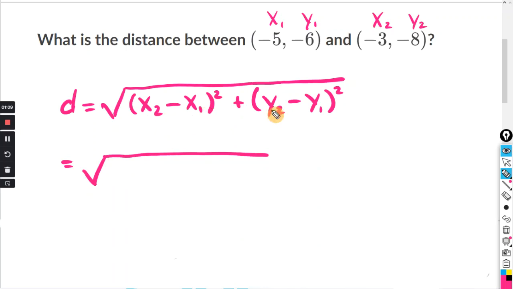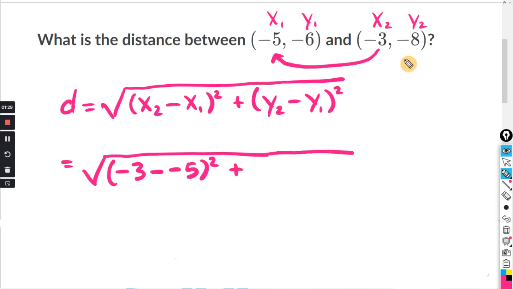Okay, x2 minus x1, we labeled this x2, so I'm going to do -3 minus -5 in parentheses, and that gets squared. And then for y2 minus y1, I'm going to do -8 minus -6. Okay, and that's in parentheses, and that gets squared as well.